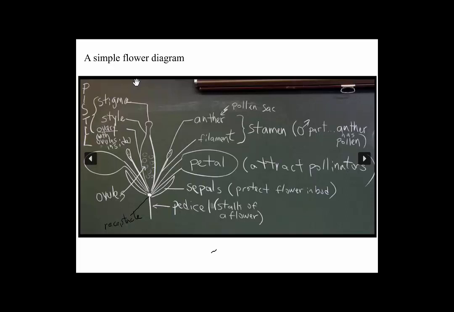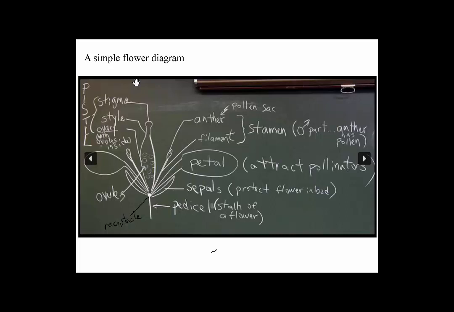The female part of the flower is called the pistil, and it's got a lot of parts. The lower part, most important I guess, lowest, is the ovary. It is a future fruit. It contains ovules, which are future seeds.